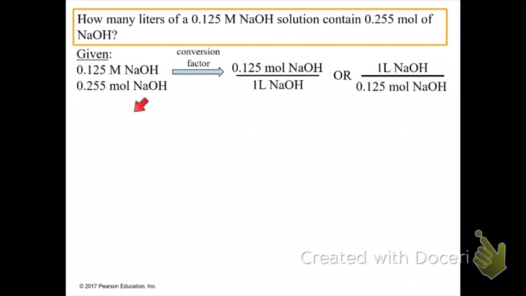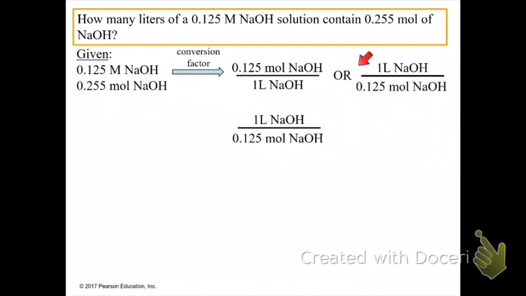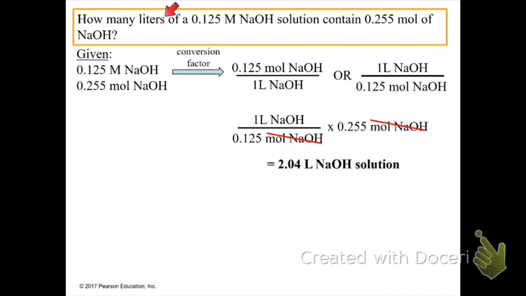We're going to multiply this with one of the conversion factors. We want the moles to be at the bottom so that it will cancel with the moles right here. So we multiply this conversion factor with the 0.255 moles of sodium hydroxide. Now you can see that the moles of sodium hydroxide cancel each other out, and you're left with the volume of the solution in liters. So 0.255 times 1 divided by 0.125 gives us the total volume. It's asking how many liters of the sodium hydroxide solution contain this amount of sodium hydroxide. The answer is 2.04 liters sodium hydroxide solution.